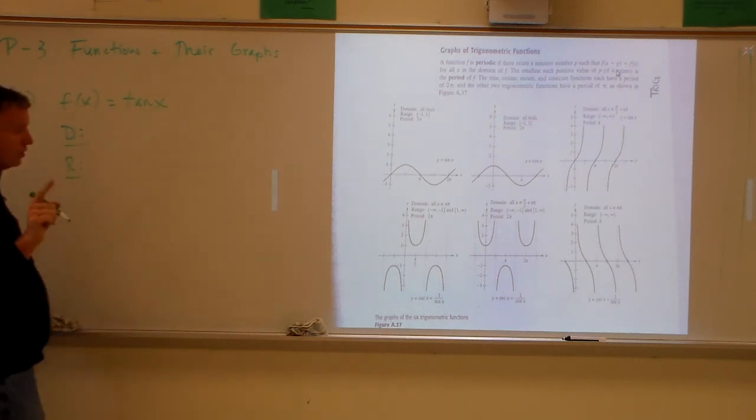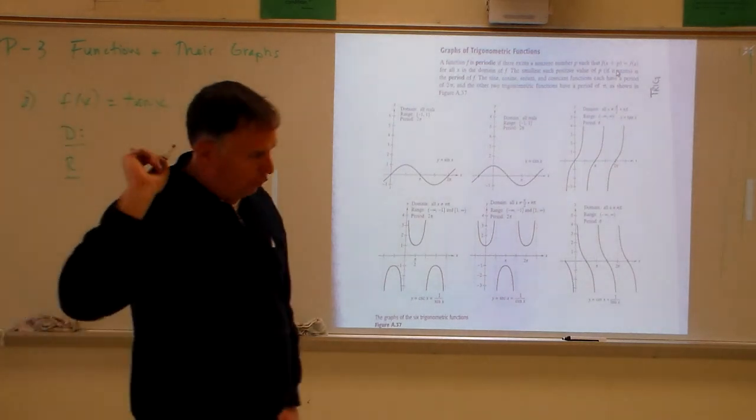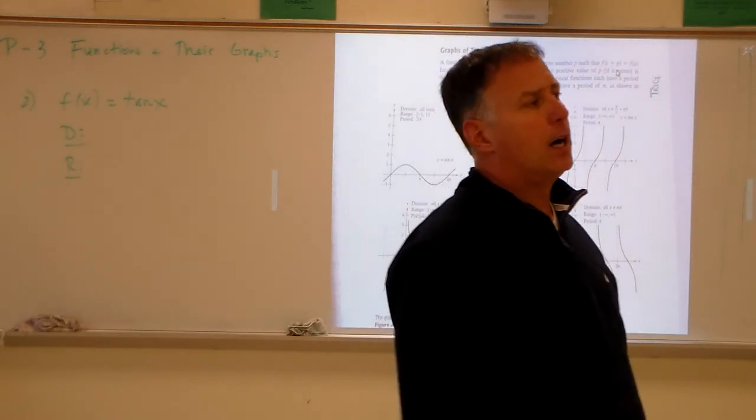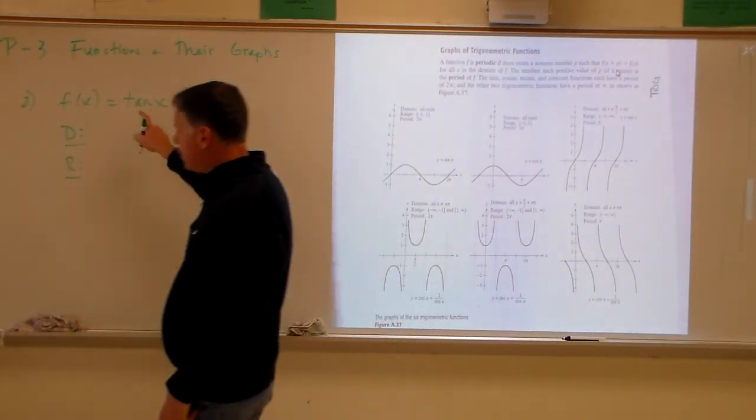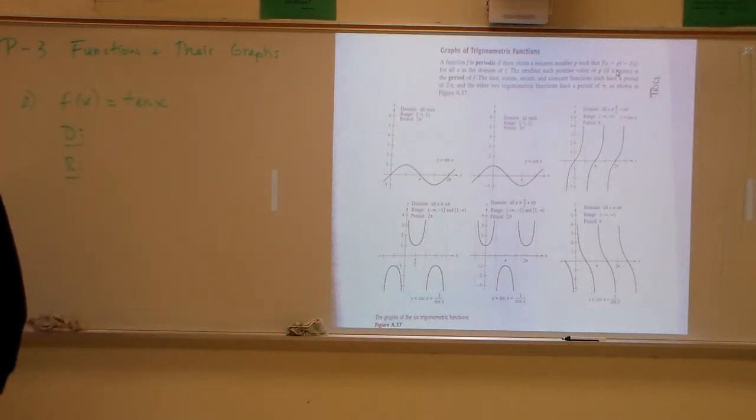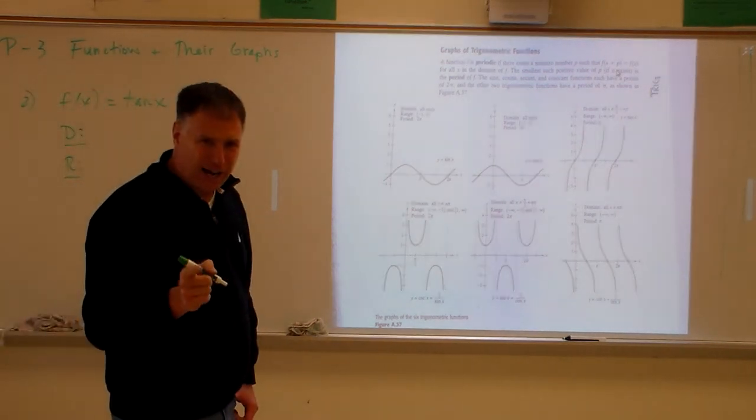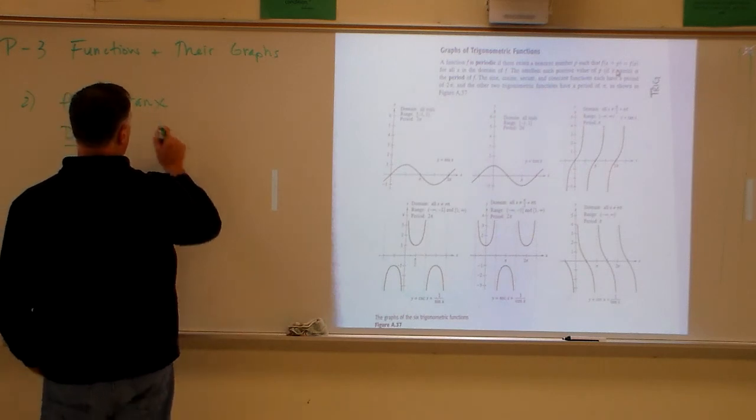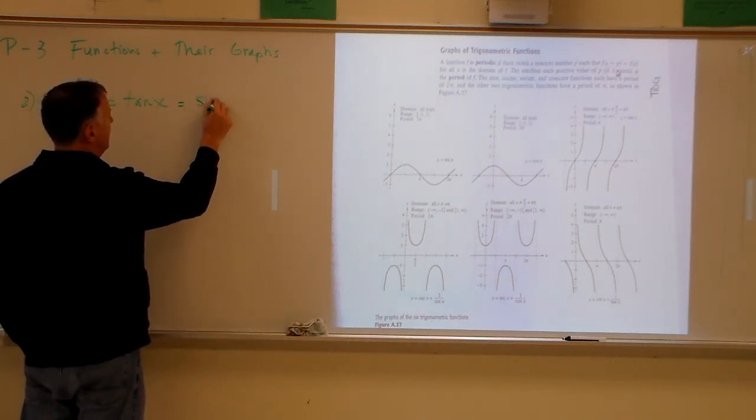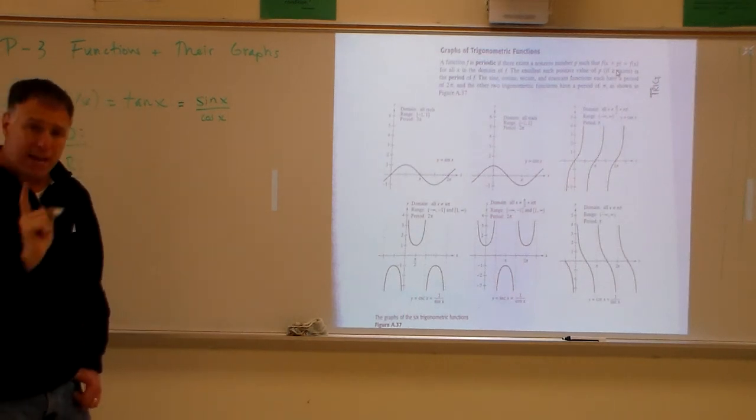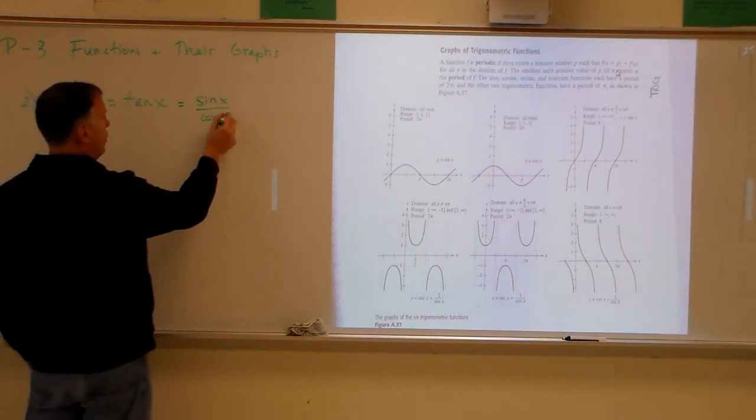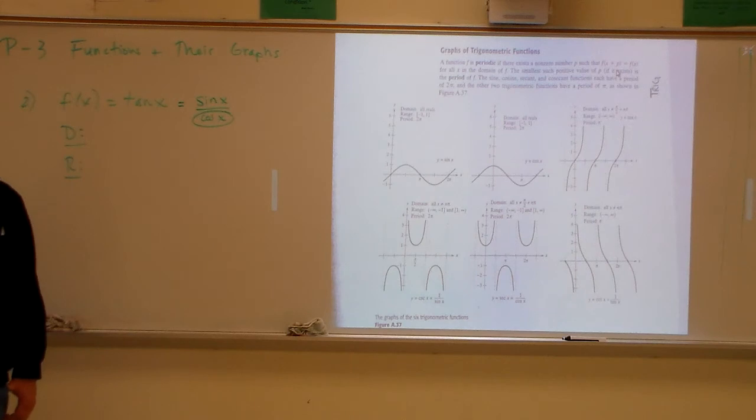Now I told you, with trig functions we have to worry about domain, square roots and fractions. Now, tangent is a trig function, but it's also a fraction. That is sine x over cosine x. So we have to be concerned where cosine is equal to 0.